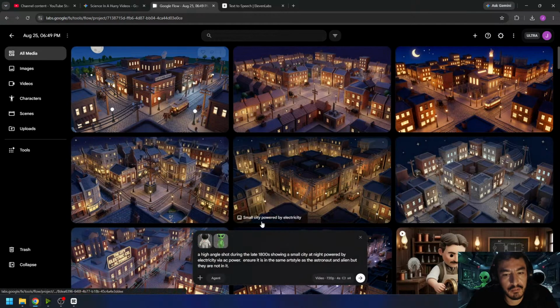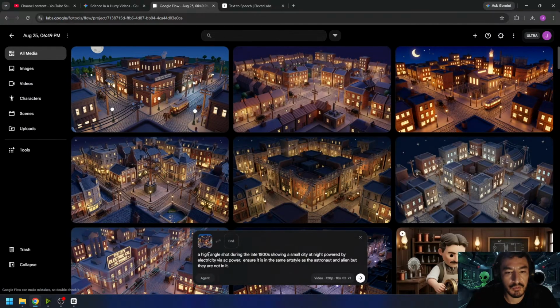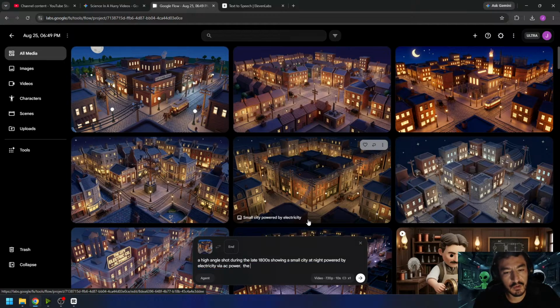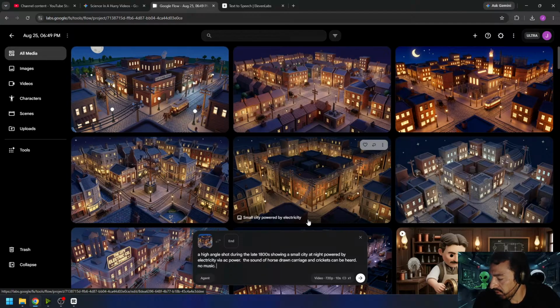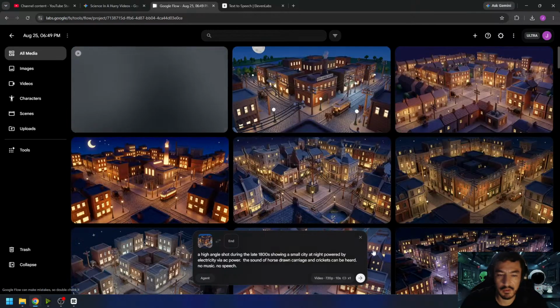This video's got to be, oops, 10 seconds, one video. And so a high angle shot during the late 1800s showing a small city at night powered by electricity via AC power. Have the sound of horse-drawn carriage, crickets, and crickets can be heard. No music, no speech. Okay, let's give that one a shot.